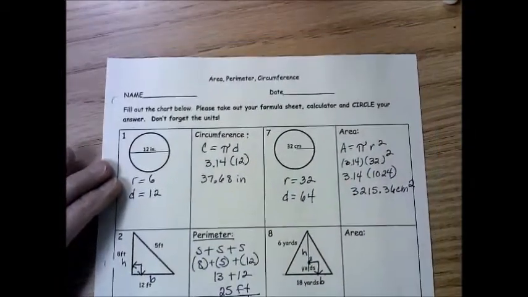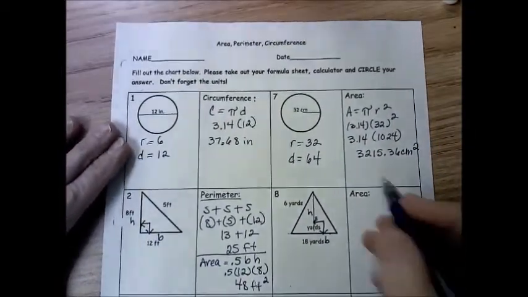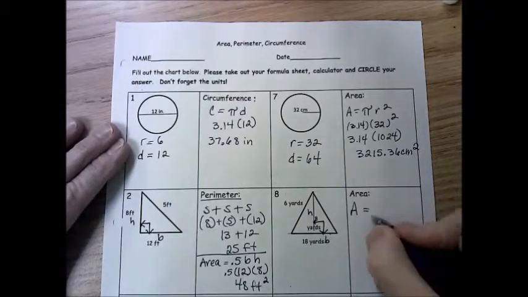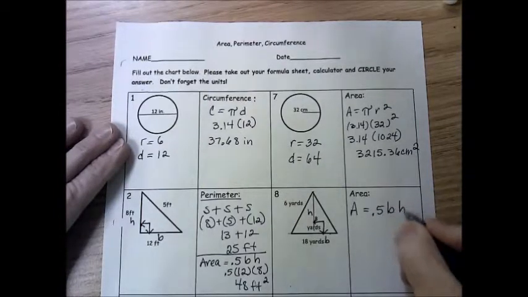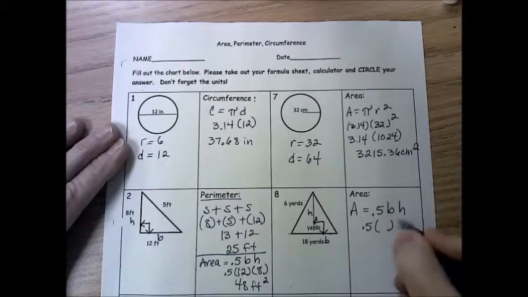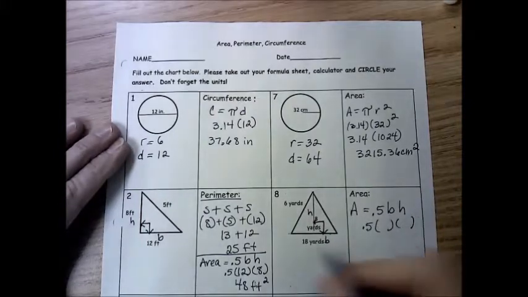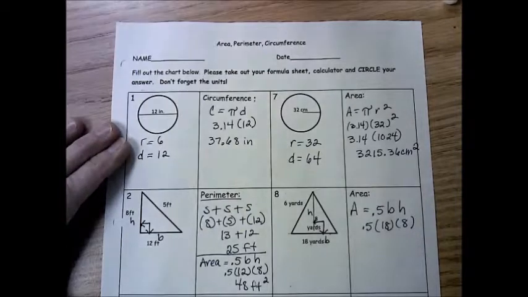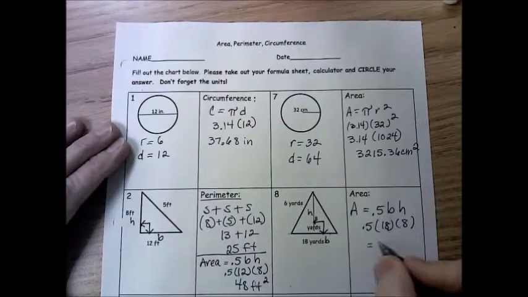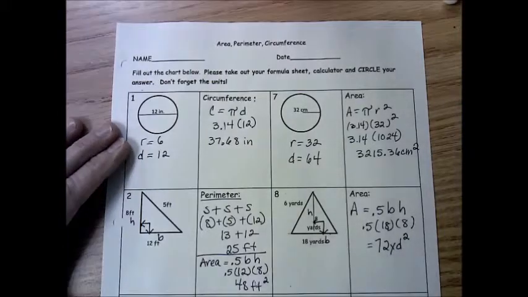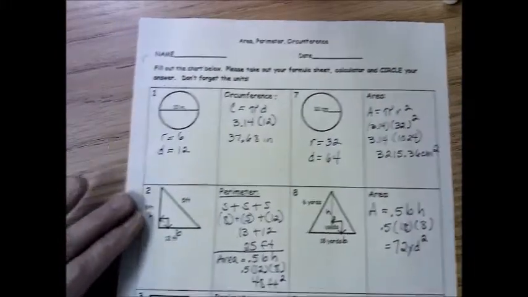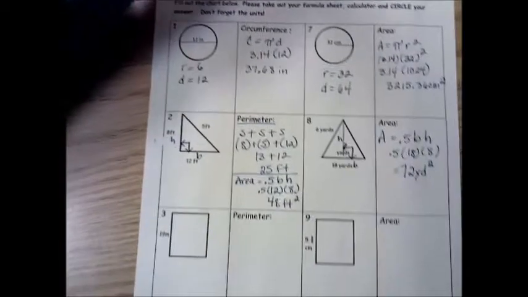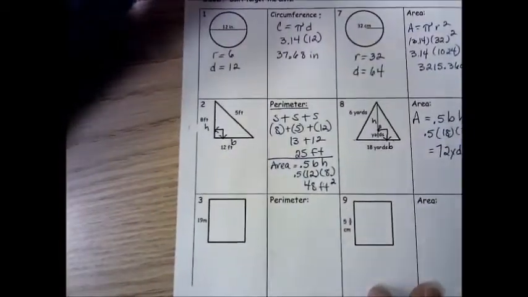So to calculate, the formula for area for a triangle is 1/2 the base times the height. So the base we decided was going to be the 18, and the height was the 8. And when we multiply that out, it comes out to 72 yards squared. All right, moving along with our next shape down here.